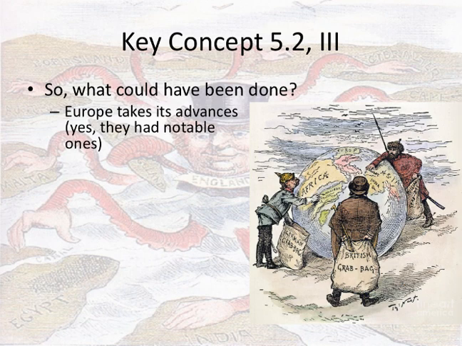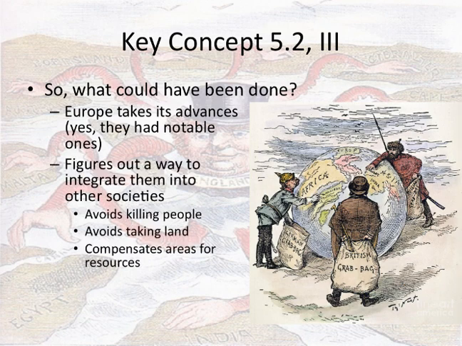So they had notable areas of society and areas of life in which they were more progressive, if you will, than other places. So the thing that you do is you figure out a way to integrate this progress or these advances into the other societies in ways that avoid death, avoid stealing land, and involve compensation for the resources that you're taking out. It does not involve taking over and forcing people with a whip made out of hippopotamus hide to work on your behalf and not compensating them for what you take.